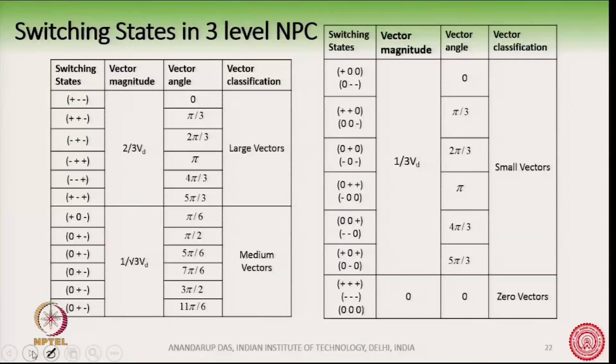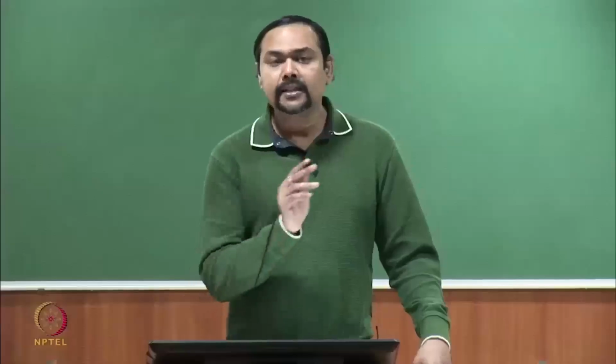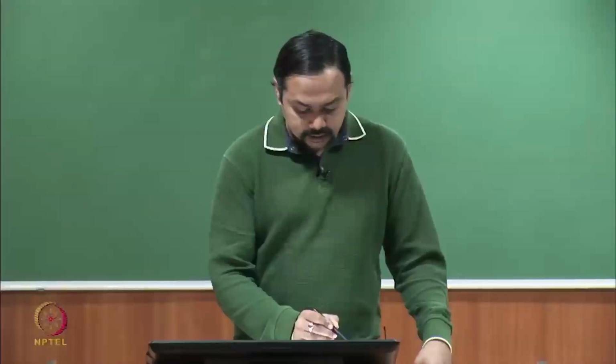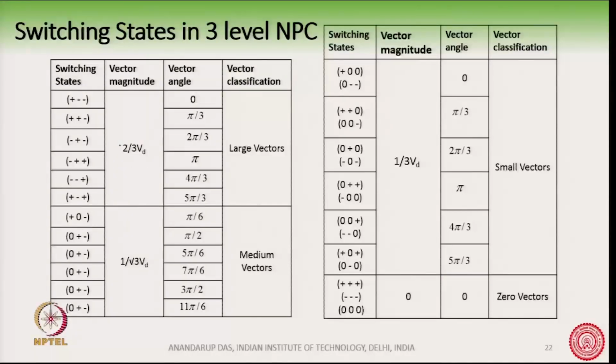So, this table here is kind of like a summary of what we were talking about. You can see here that the large vectors have a magnitude of 2/3 Vd, and they are placed at 60 degree intervals, and these are the switching state combinations for producing this vector. Okay, so 60 degree angles are present here, and having a vector magnitude of 2/3 Vd.